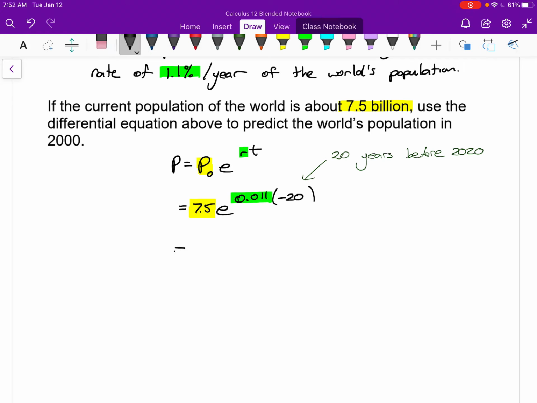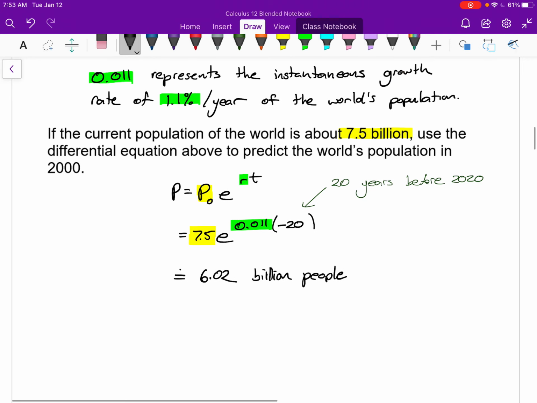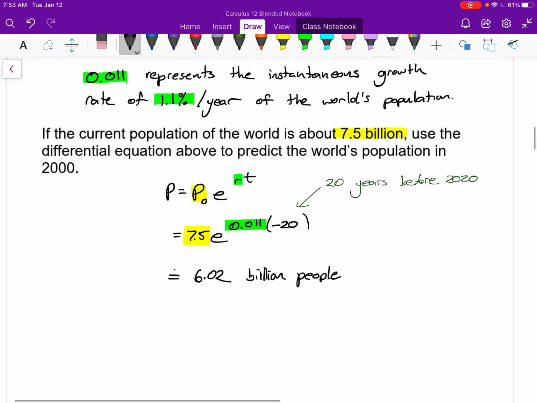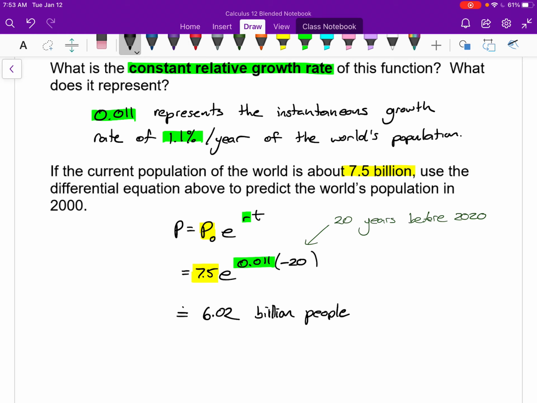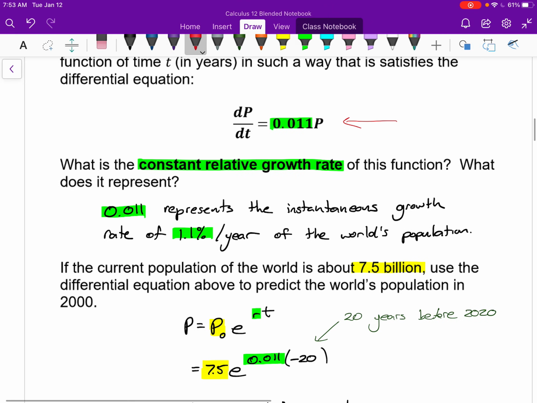If I were to decimalize the whole thing, though, using a calculator, I get about 6.02 billion people. Which is actually pretty accurate. In the year 2000, the 6 billion is actually quite accurate. So this model of how the world population is growing, which again was originally expressed as a differential equation, is fairly accurate as long as we stick to time periods somewhat close to where we are now.